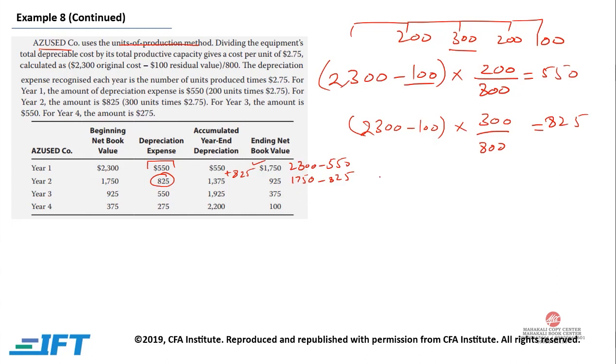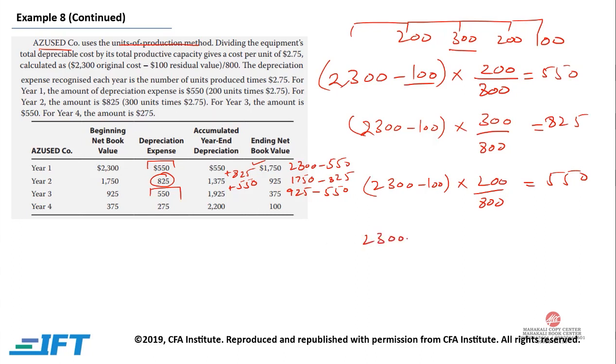That gives you 925. Third year again 2300 minus 100 into 200 divided by 800 is going to give us 550. So the depreciation over here is 550 and we add 550 to 1375, we get 1925, and 925 minus 550 we get 375. That is your ending book value.